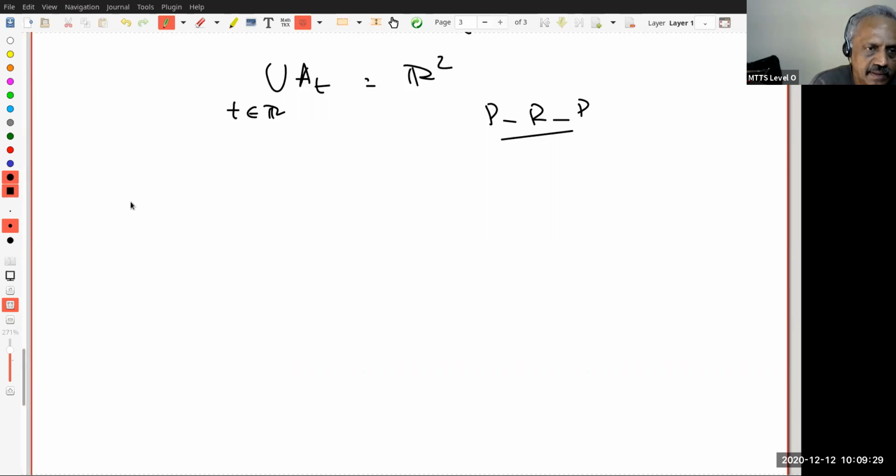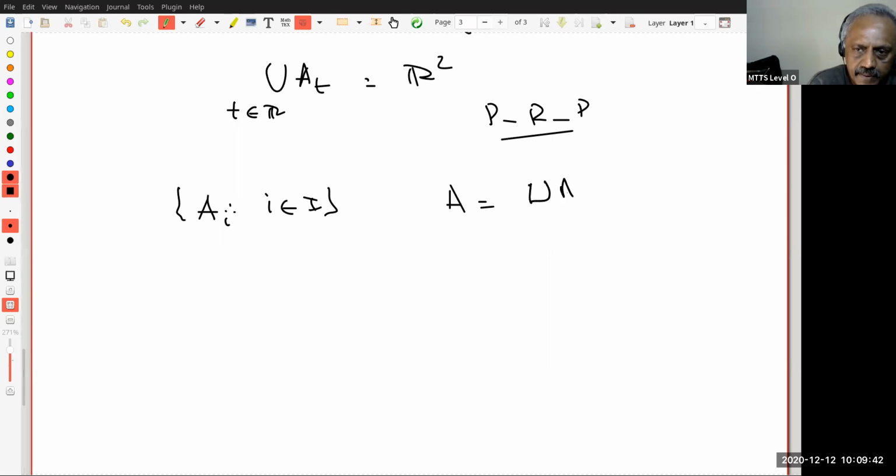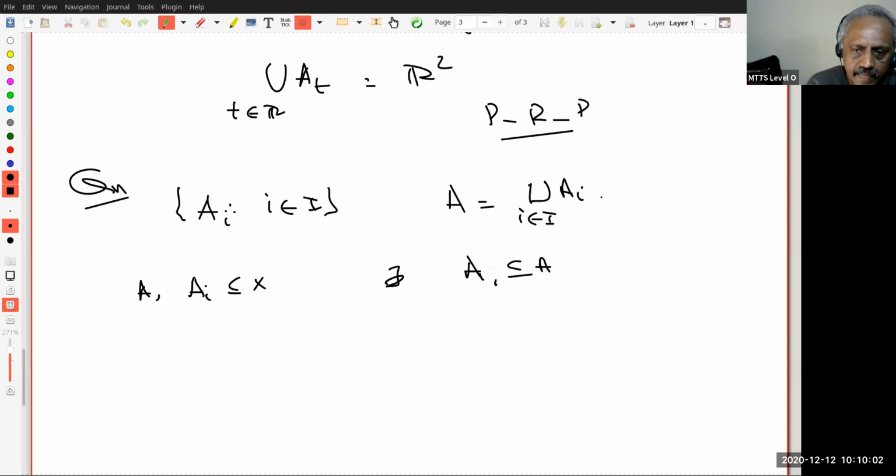Before we go further, let us look at some abstract exercises. First, let {A_i} be a collection. Let A equal the union of A_i, i in I. Now A is a subset of X, and each A_i is also a subset of X, right? What is the natural question I can ask? Whether A_i is contained in A. This is an obvious question. You understand that?